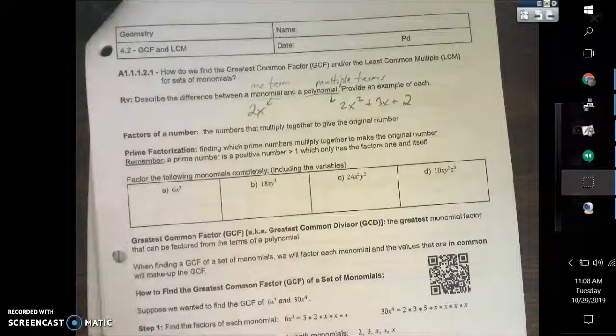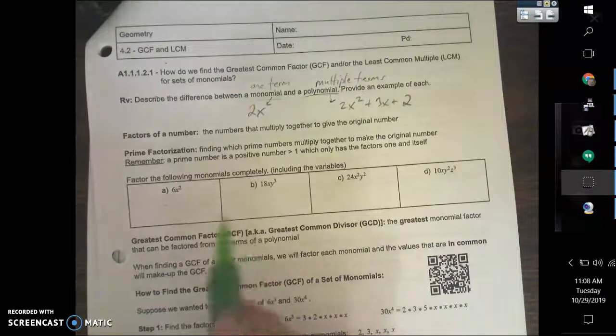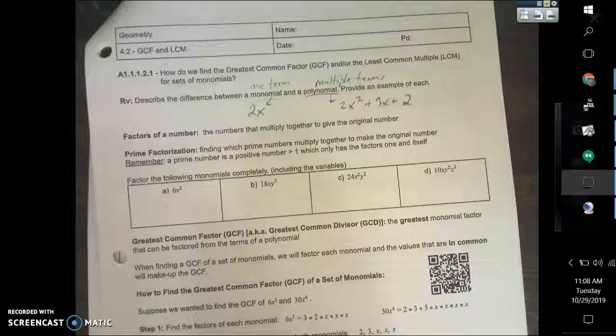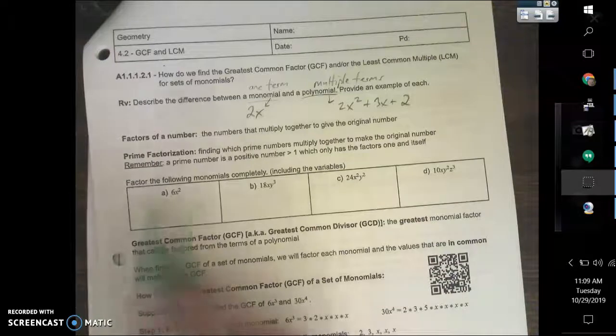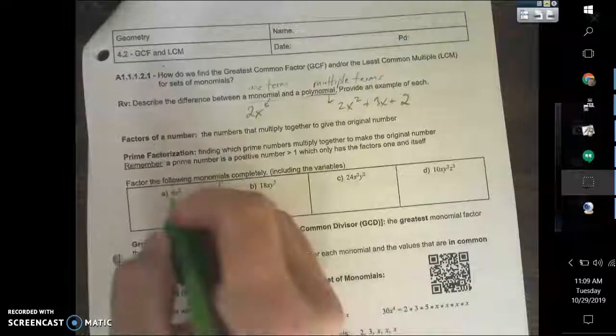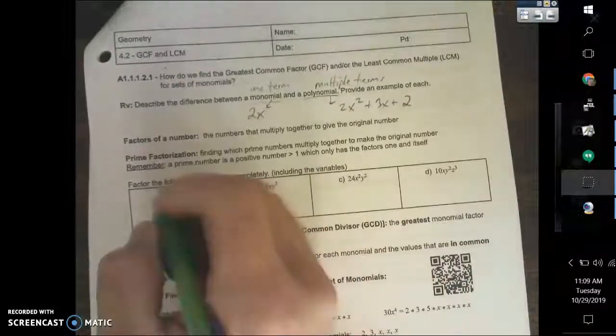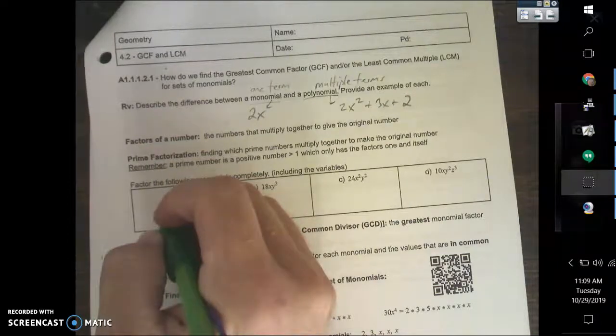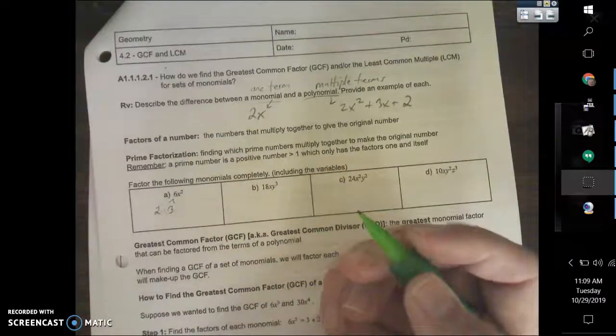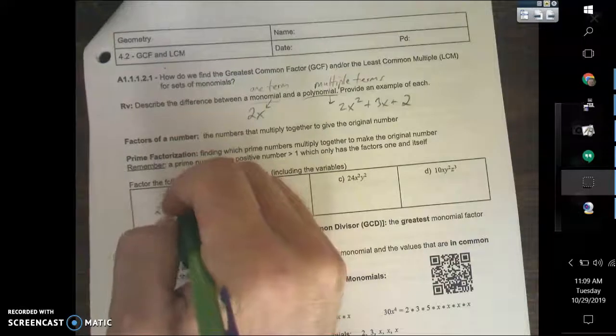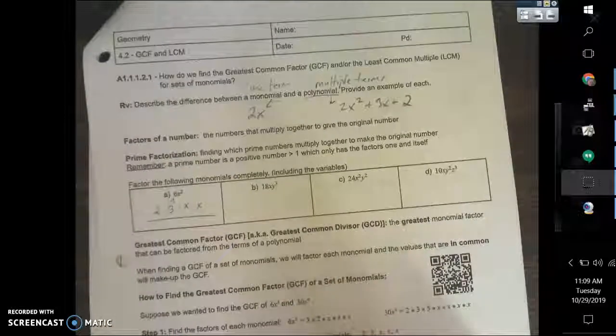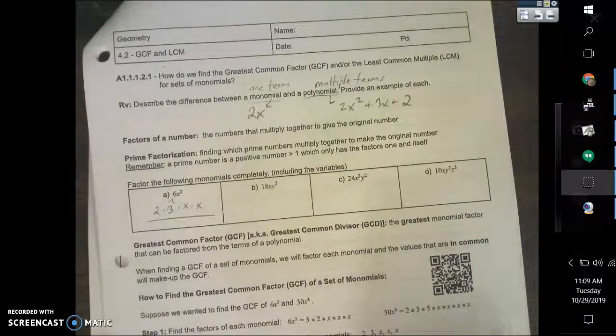So when it says factor the following monomials completely, we want to factor these so that you break them down to prime numbers, and also break up your variables. So for 6, that can be broken down to 2 times 3, and then you also have x squared, which is just x and x. So the fully factored form there is 2 times 3 times x times x.